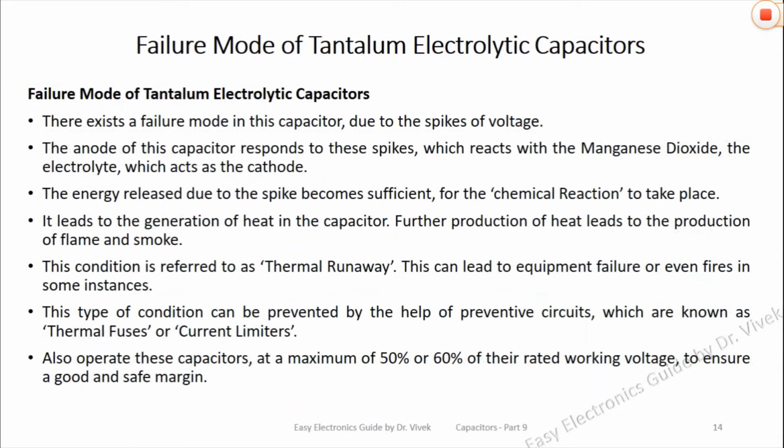There is a failure mode in tantalum electrolytic capacitors due to the spikes of voltage. The energy released due to the spikes becomes sufficient for the chemical reaction to take place. It leads to the generation of heat in the capacitor. This condition is referred to as thermal runaway. This can lead to equipment failure or even fires.